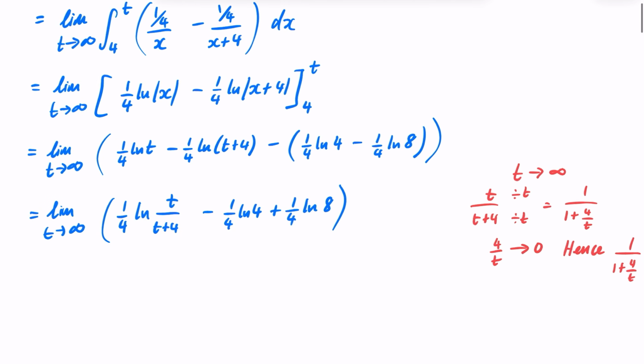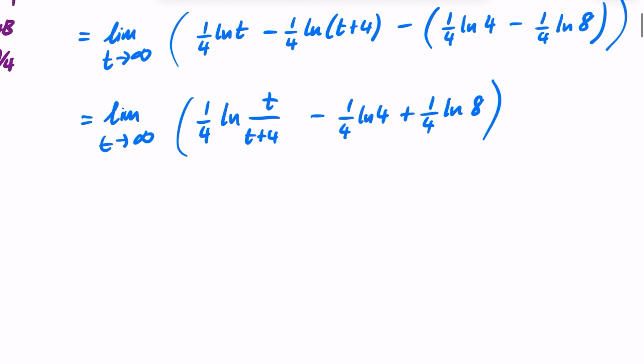Which means that we can now say this is equal to, we're actually going to take the limits. This goes to a quarter ln 1 minus a quarter ln 4 plus a quarter ln 8 for this part, okay? This part now goes towards 0. We just need to tidy up this last stage that we've got here.